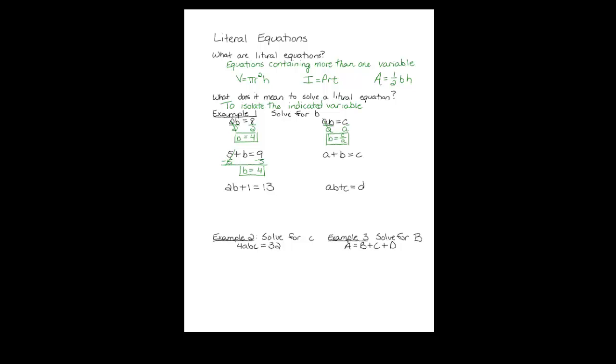Now over on the right, again, we have a literal equation. The process is exactly the same. You want to ask yourself, how is everything else connected to the variable that you are solving for? Here you're solving for b again. And again, it's connected by addition. So in order to solve for b, we want to subtract, in this case, a. All right, a minus a is 0. So over here, we're left with b equals c minus a.